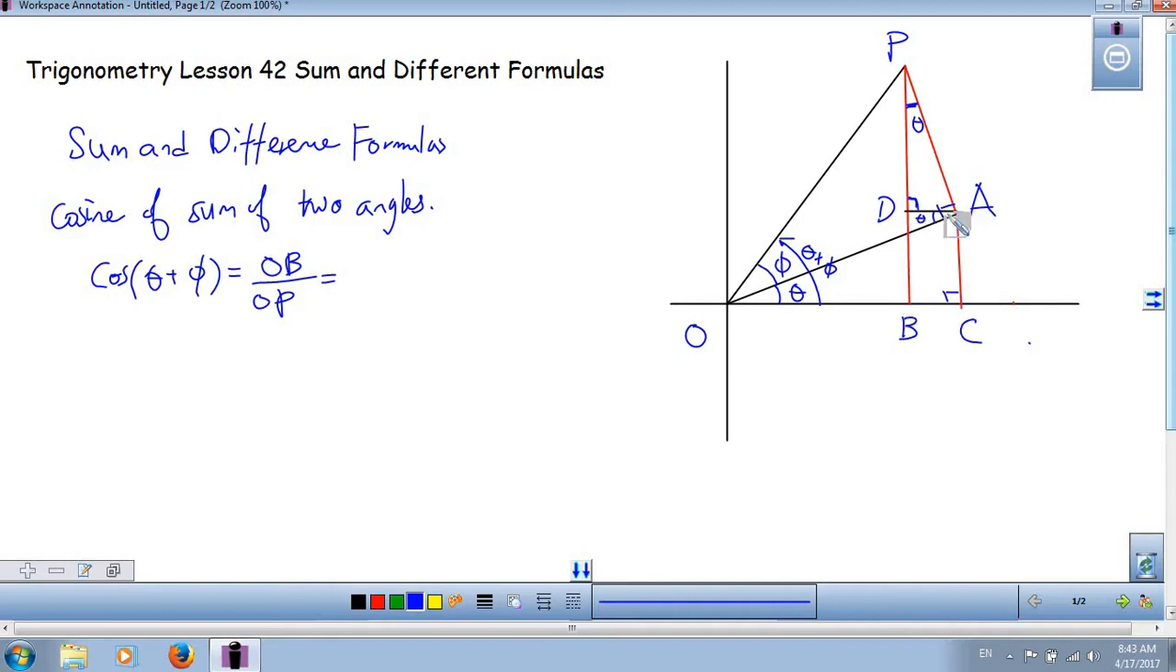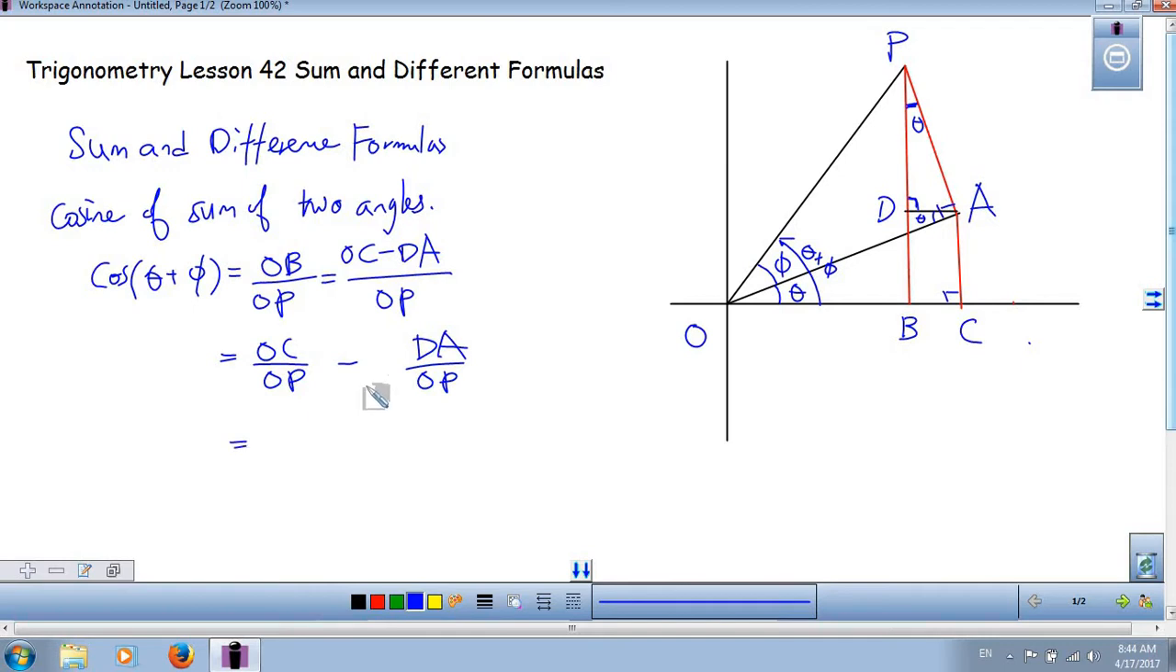But BC is related to DA. We're going to use DA. We're not going to use BC because BC is not related to anything. But DA is related to this angle theta. So we're going to do OC minus DA over OP. Okay, so there's a subtraction sign there. Alright, so it's going to be OC over OP minus DA over OP.